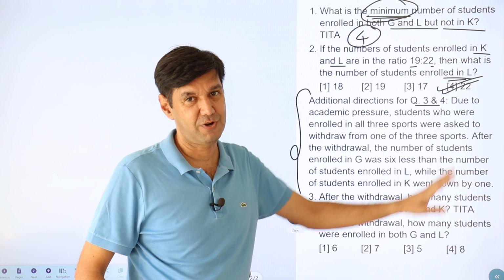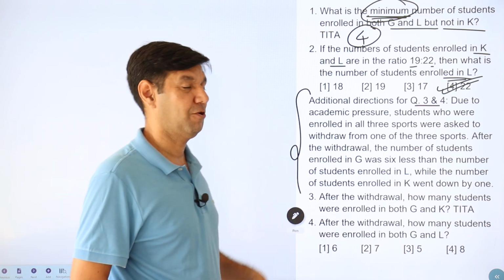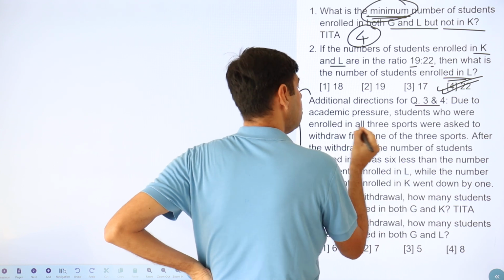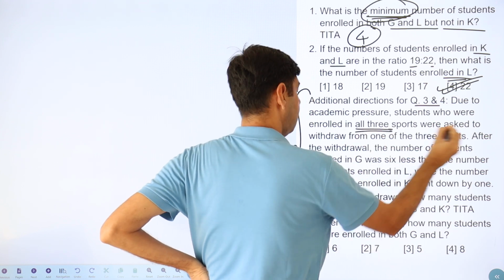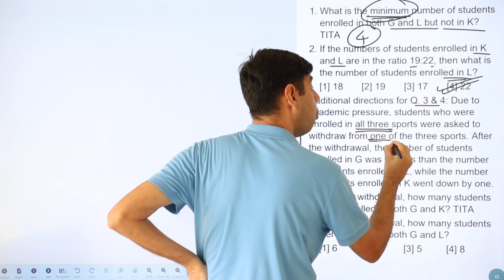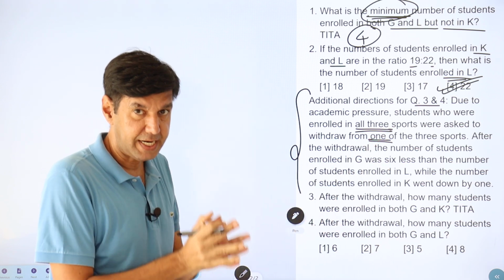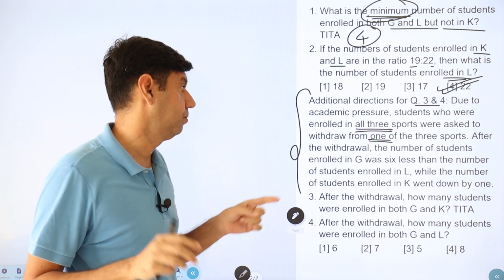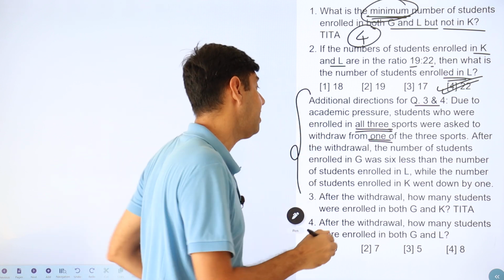Now, for the third and fourth question, there's some very interesting data here, students, and some amazing learning if you can manage it. So pay attention. Due to academic pressure, students who were enrolled in all the three sports were asked to withdraw from one of the three. So currently they play all three, leave out one, so they'll end up playing 2-2. You should know which region, right?